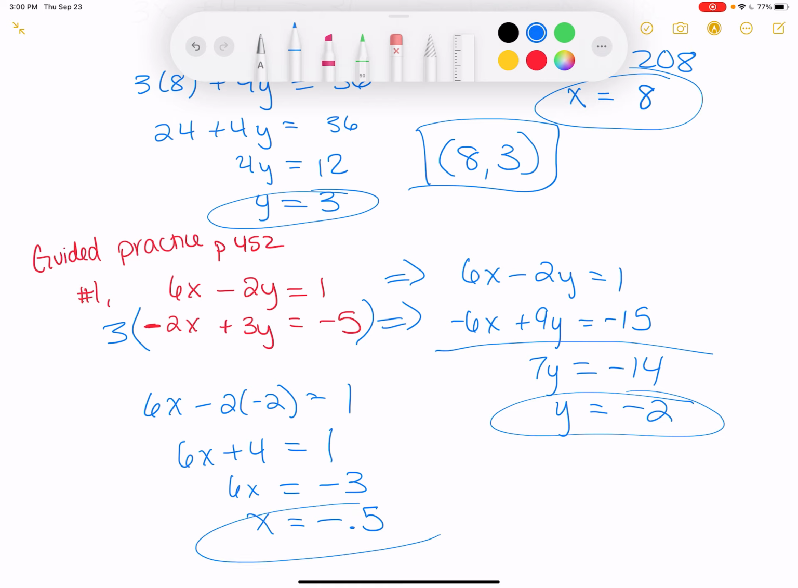Wait, how'd you get 1/2? Where'd the 5 come from? Negative 3 divided by 6 is negative 1/2.